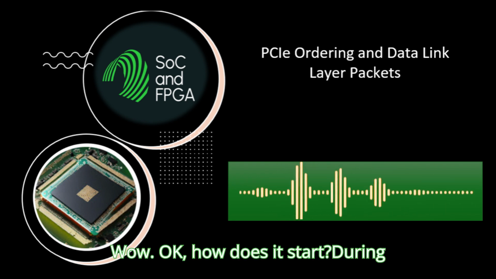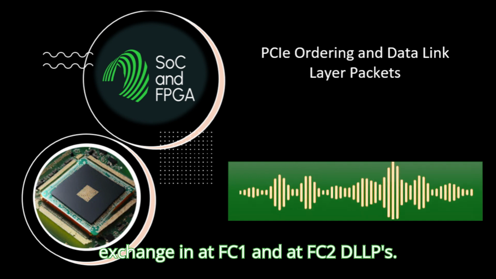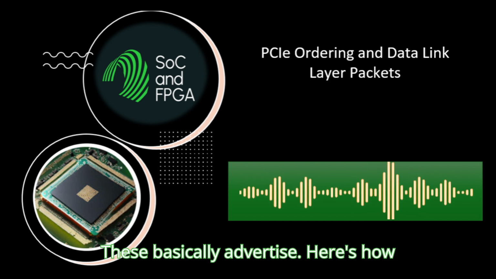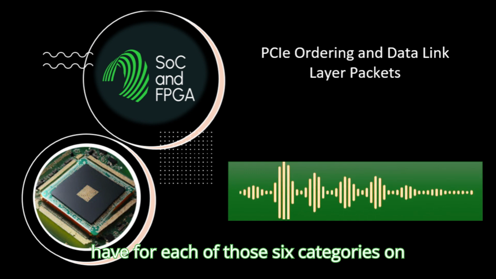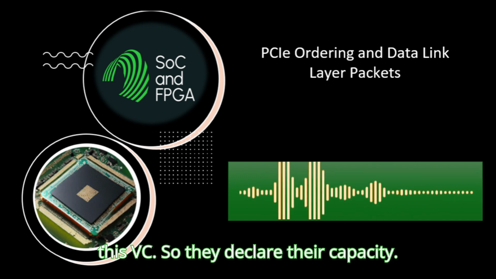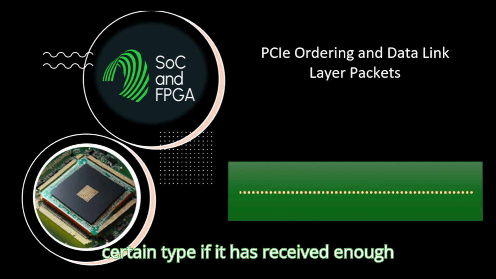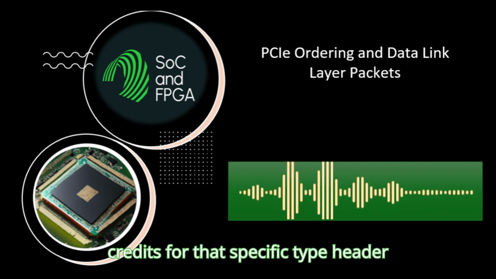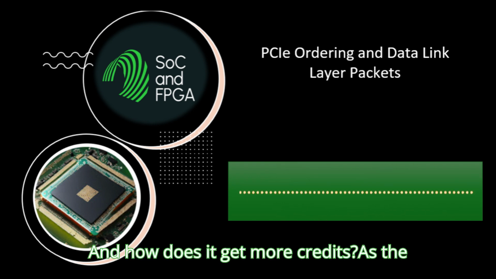How does it start? During link initialization, the two devices exchange InitFC1 and InitFC2 DLLPs. These basically advertise, here's how much buffer space, how many credits I have for each of those six categories on this VC. So they declare their capacity. Yep. The transmitter starts with zero credits. It can only send a TLP of a certain type if it has received enough credits for that specific type, header or data for that VC, from the receiver. And how does it get more credits?